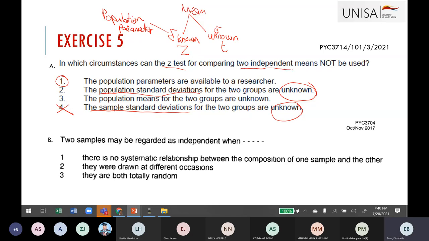Even for independent samples, we use a Z test, but only when they are known. If they are unknown, that's when we use the T test. And in your module, we always use the T test for independent samples.